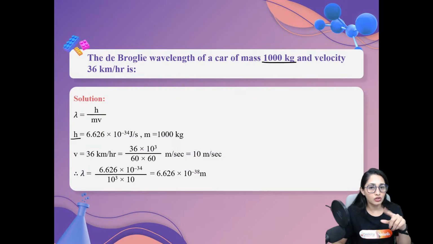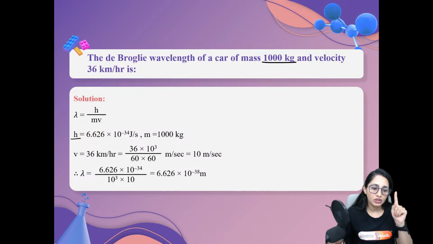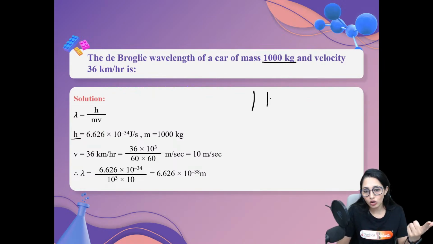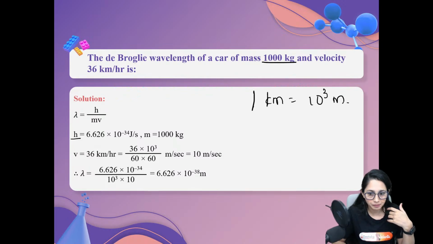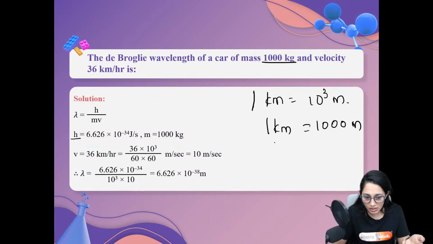1 hour means how many seconds? 60 into 60. So 36 into 10 raised to 3. Why 10 raised to 3? 1 kilometer is equal to 10 raised to 3 meters, that is 1000 meters. This is how you convert units. So what will be the answer? 10 meters per second. So v is known now, velocity is known.